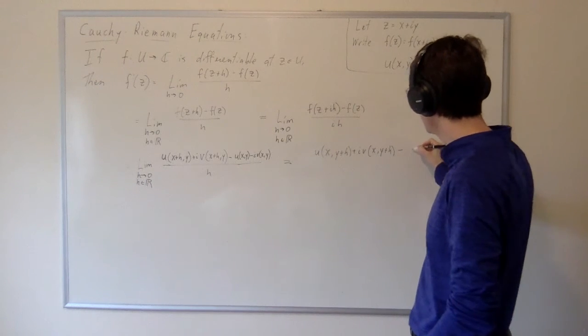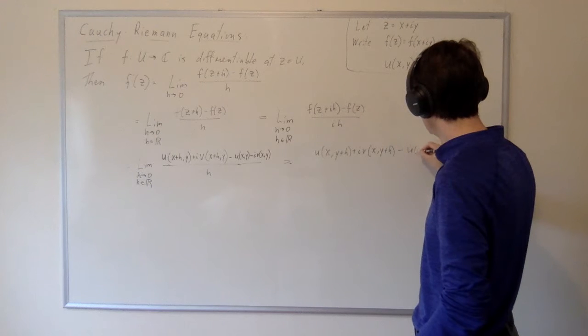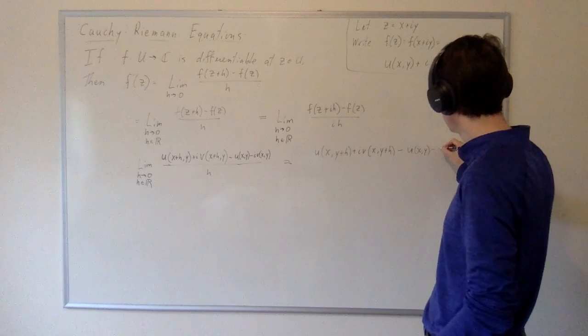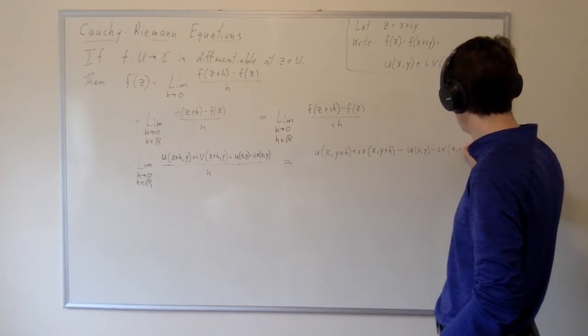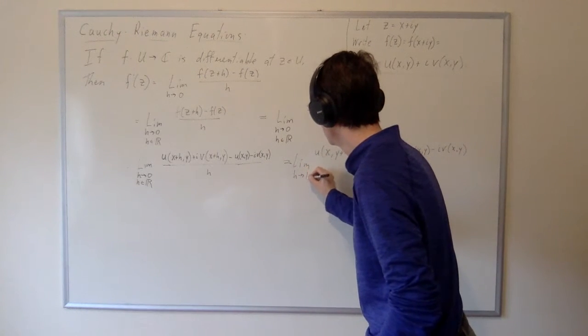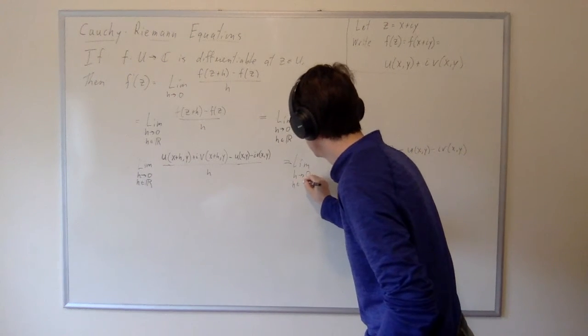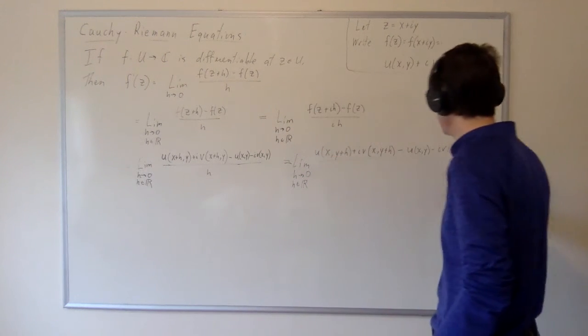So then we subtract f of z, which is the same thing as it was over there. We're subtracting u of xy, and we're subtracting iv of xy. So we have the limit now as h goes to zero, within the real numbers. And then, of course, we're dividing by h.